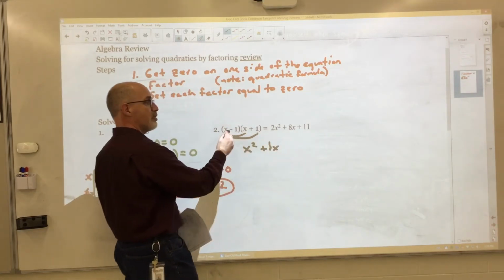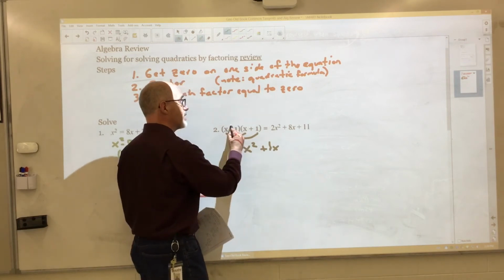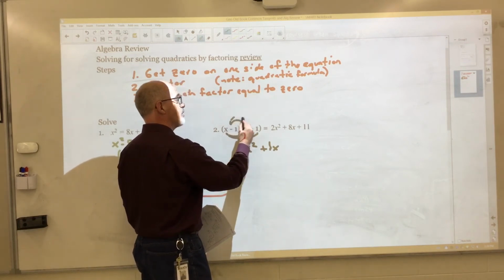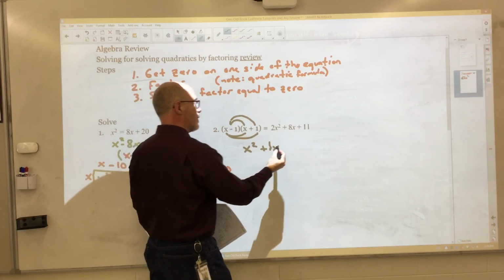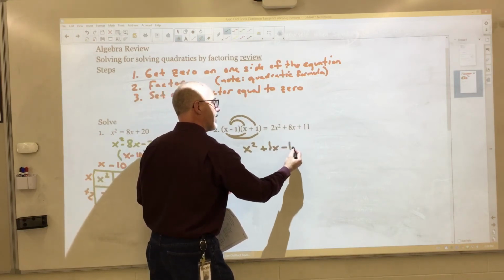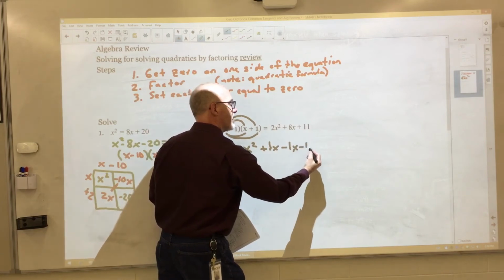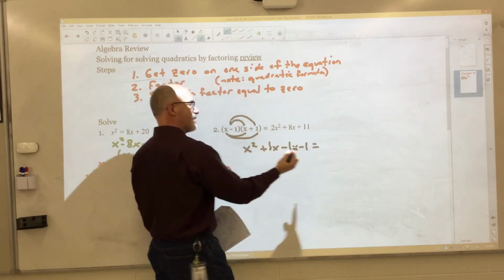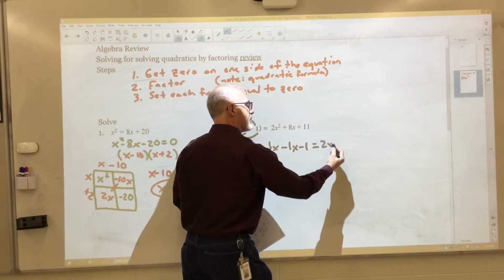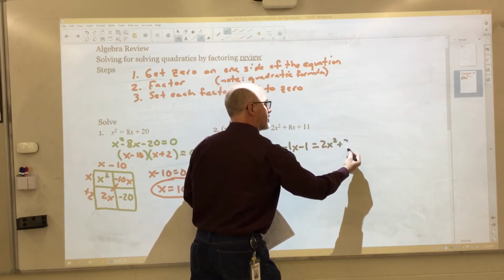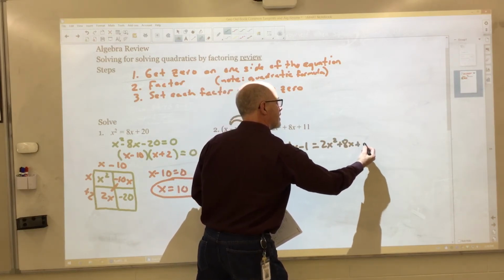Now I'm going to go ahead and do the same thing with the negative 1, double distribute it. So negative 1 times x and negative 1 times 1. So I get negative 1x, and then negative 1 times positive 1 is negative 1. And that still equals this 2x squared. I'm going to just leave that alone for right now because it's all multiplied through.